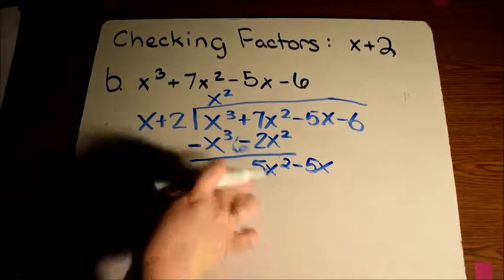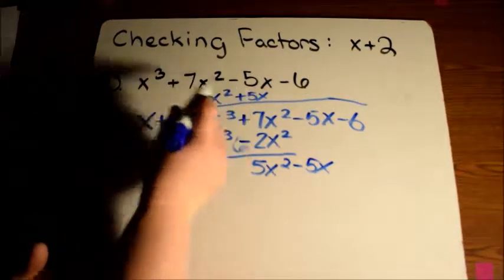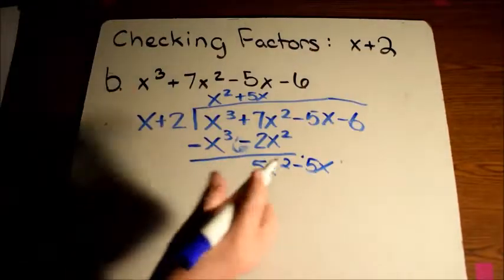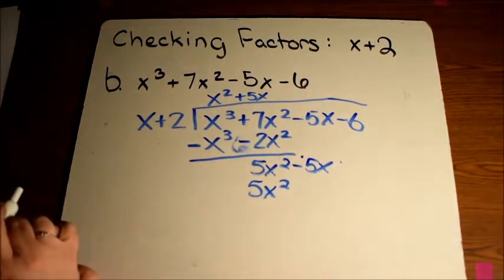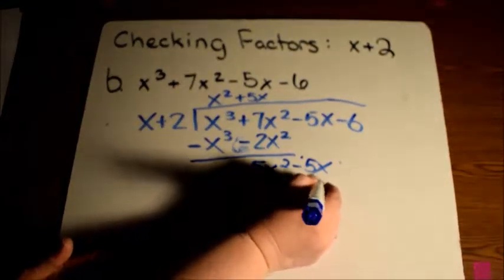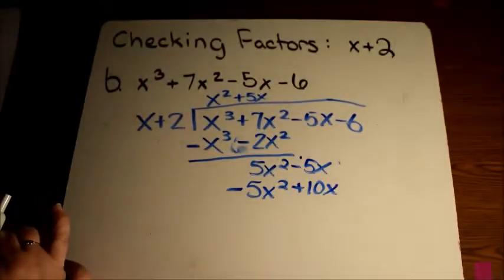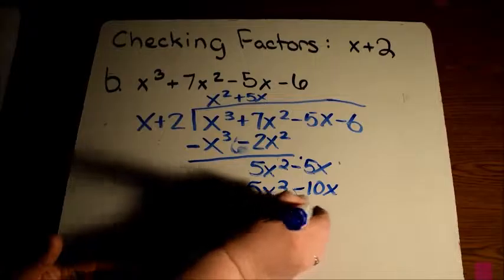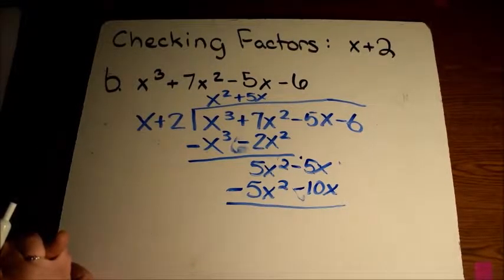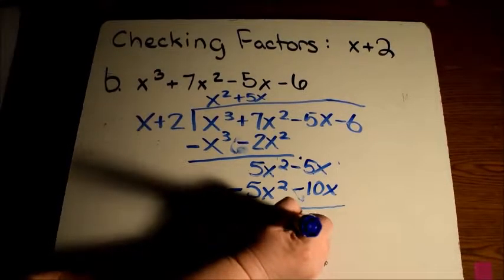Divide. 5x squared divided by x is 5x. Now multiply. 5x times x is 5x squared. 5x times 2 is 10x. Now, sister, subtract. Change that positive to a negative. Change this positive to a negative. And add the two together. 5x squared minus 5x squared is 0. Negative 5x minus 10x is negative 15x.